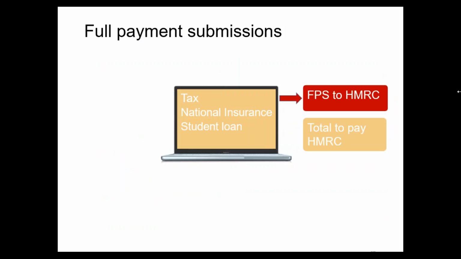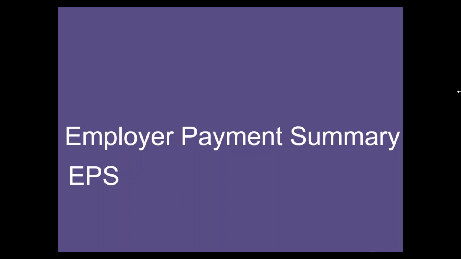A full payment submission, or FPS, tells HMRC the amount of tax, national insurance and student loan deductions due to HMRC. This is the amount you will need to pay in full unless you claim a reduction. If you can claim any reduction, you need to let HMRC know by sending an employer payment summary, or an EPS for short. And you send this through your payroll software.